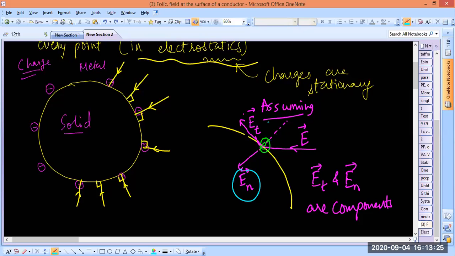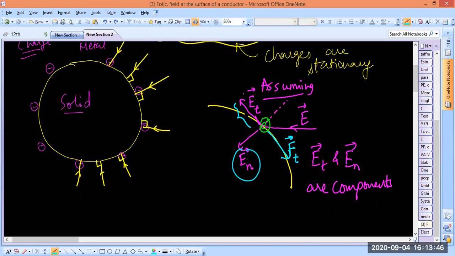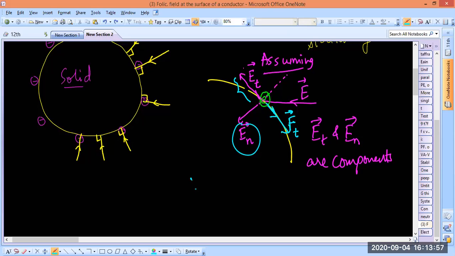So what I'm saying is that because of this ET, there will be a force on this electron in this direction, but there is nothing to cancel that force. So this electron will start sliding or moving to this side, because if some force is applied on a particle and there is no cancelling force, the particle cannot remain stationary. So the electron cannot remain stationary.